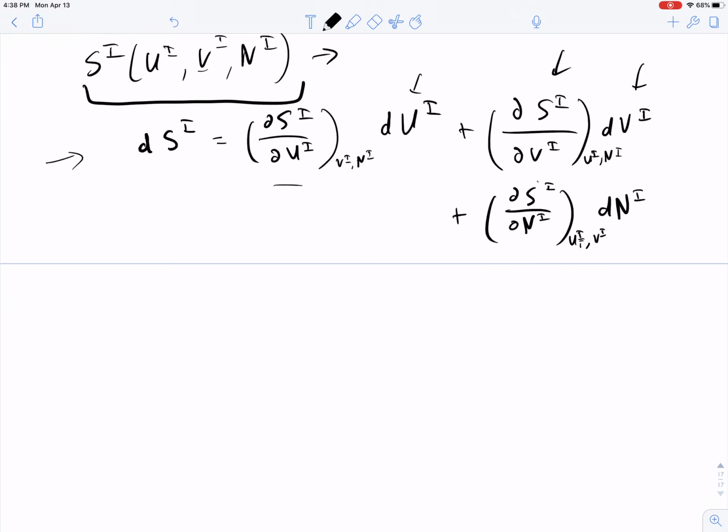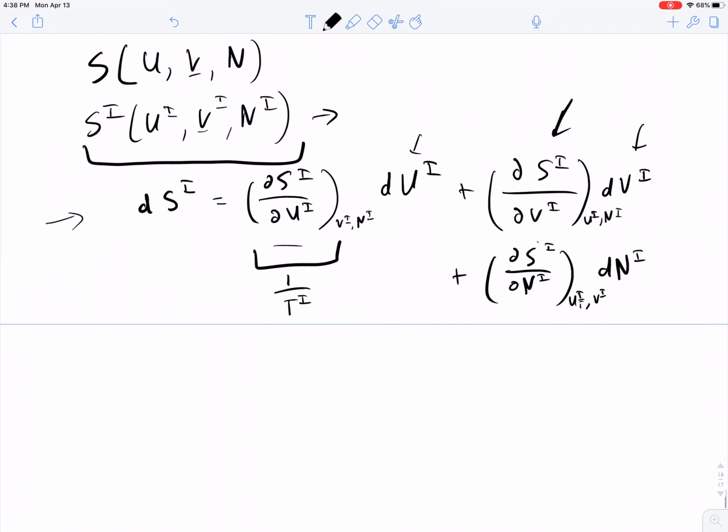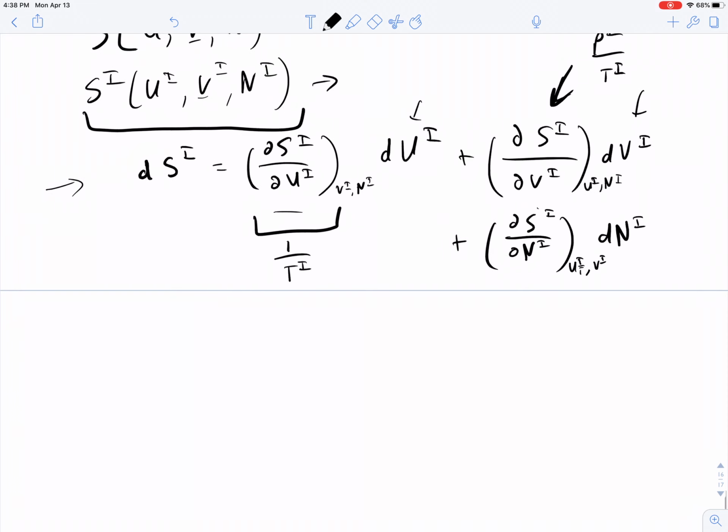The part that can be shown, and I have a video that shows part of this, is that this term here is equivalent to 1 over temperature 1. This term over here is equivalent to pressure 1 over temperature 1. Okay. And then this term here is the Gibbs free energy in 1, the partial molar Gibbs free energy in 1 over the temperature in 1, times the small change in number of moles there.